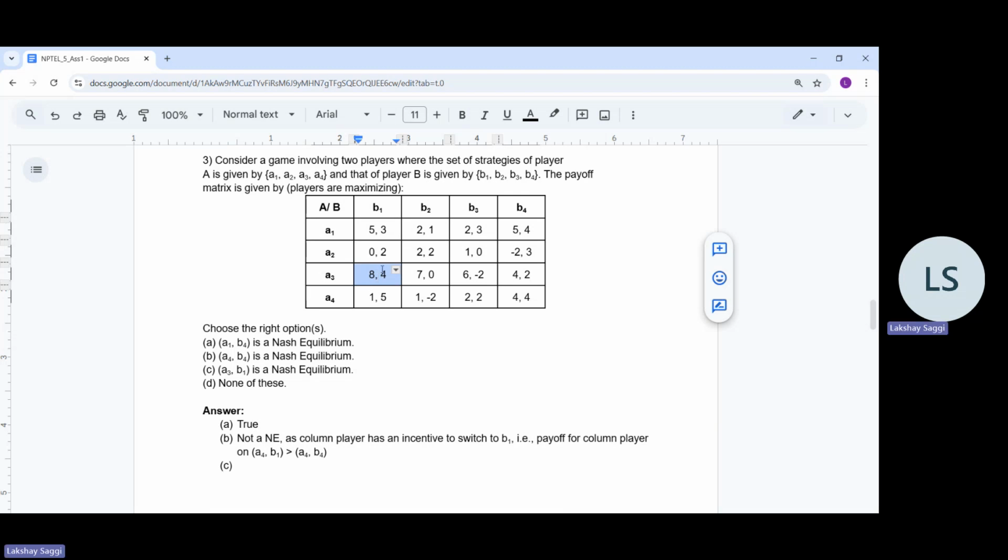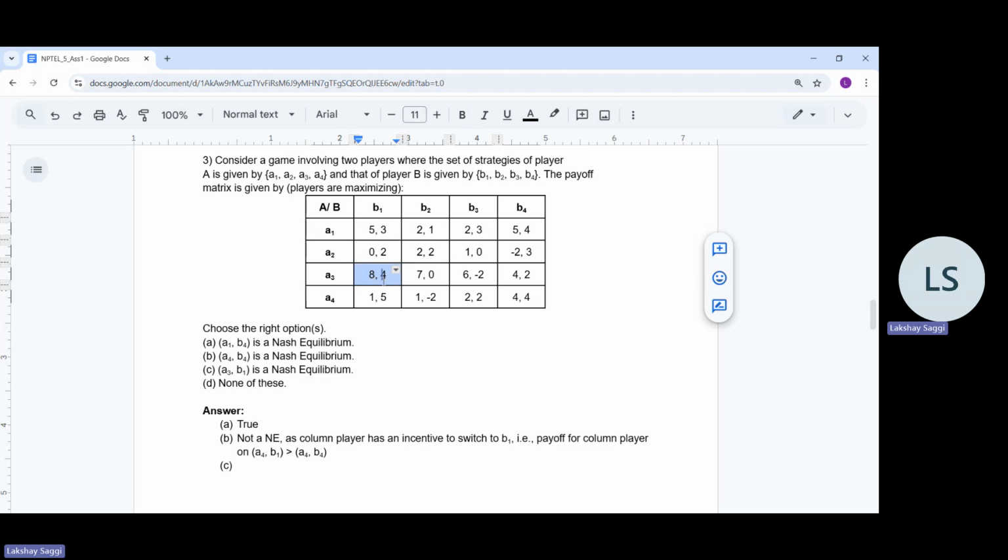So let's just check for the row player first, whether the row player has an incentive to switch or not. The row player's payoff here is 8. If the row player switches to A4, then the payoff becomes 1. So no incentive to switch here as 8 is greater than 1. Similarly, no incentive to switch to A2 either because 8 is greater than 0. Similarly, 8 is greater than 5. So the row player has no incentive to switch from A3 to any other.